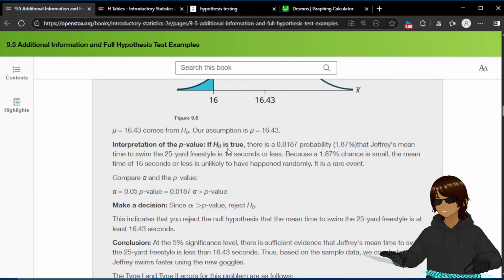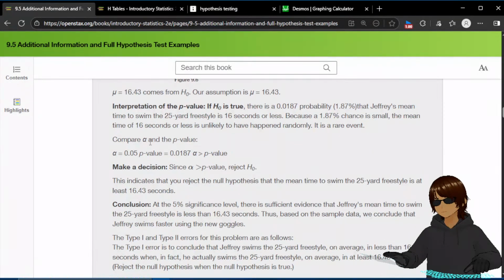If the null hypothesis is true, then because the 1.87% chance is small, a mean time of 16 seconds or less is unlikely to have happened randomly. It is a rare event. Since the p-value is smaller than alpha, alpha is what it takes to convince us, and the p-value is smaller than that, so we reject the null hypothesis.